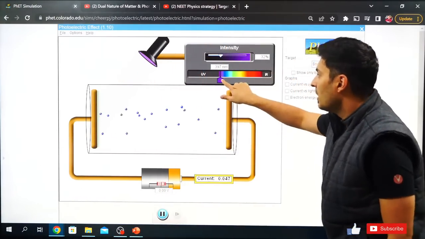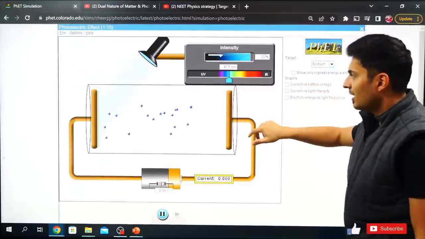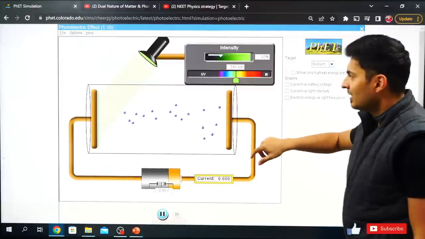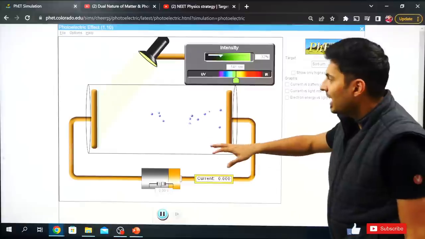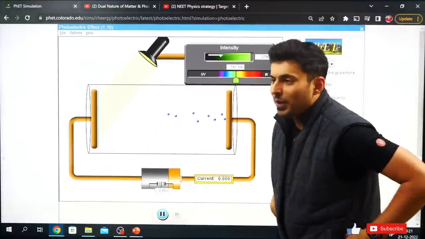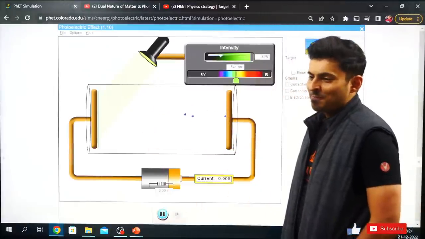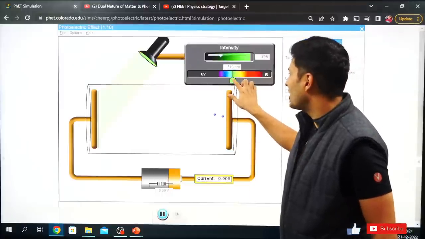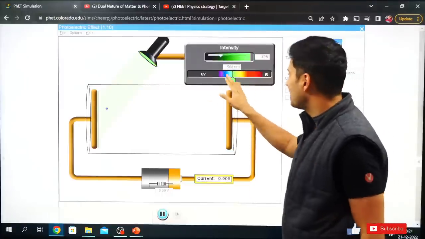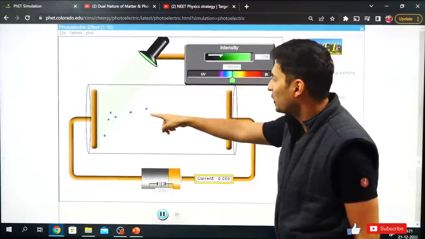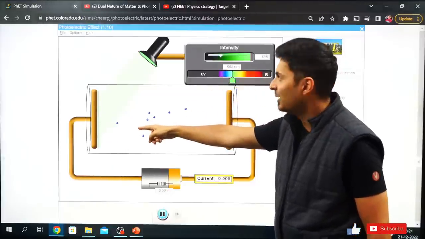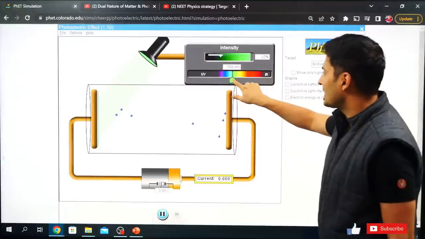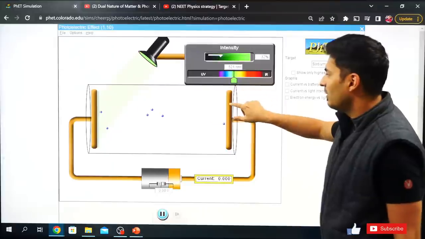Let's try this out. I'm just going to shift it over here. I made it blue. Okay, I'll make it green. Oh my God, guys, there is no effect. Photoelectric effect stopped. What does it mean? Somewhere in between, I have a threshold wavelength or threshold frequency somewhere over here. See over here, photoelectric effect started. Do you see that, guys? I can just try out some different wavelength.